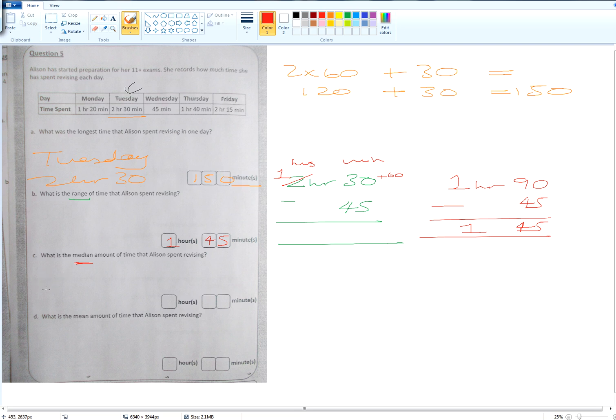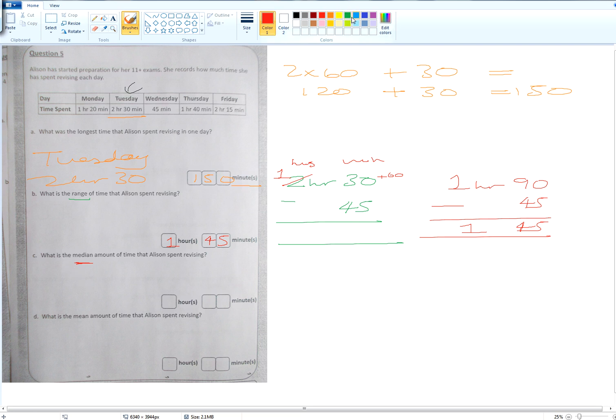So median, I'm going to write this down. Median is the middle value when you put your information in order of size. If you don't understand that word, please write it down. You must know that. Median is the middle value after you arrange the data in order. So let's do that now then.